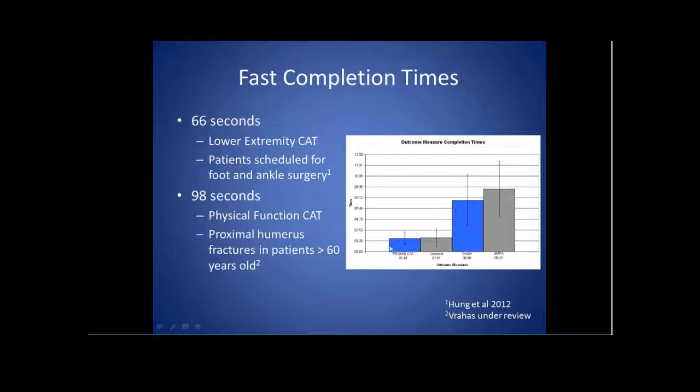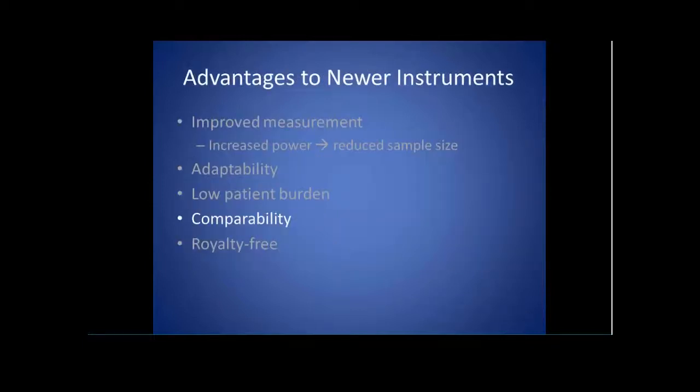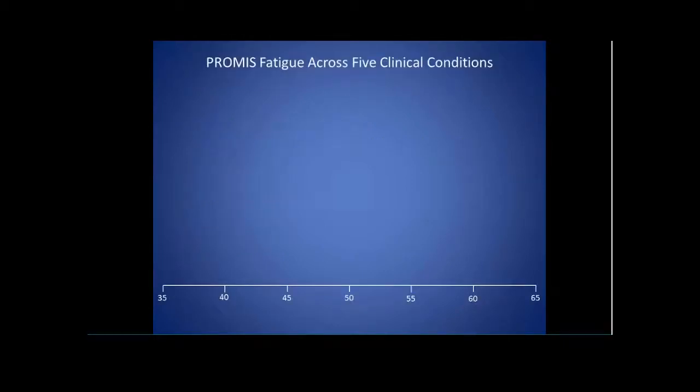So what this means is you can capture this quickly, so you can integrate it into routine clinical care, or you could measure more than just physical function in the time you have available. Another advantage to these newer instruments is their comparability. I can show this within PROMIS. Because PROMIS is not focused on a single chronic condition, but is really assessing a universal domain, we can compare across different conditions. So we've done that with fatigue in this slide.